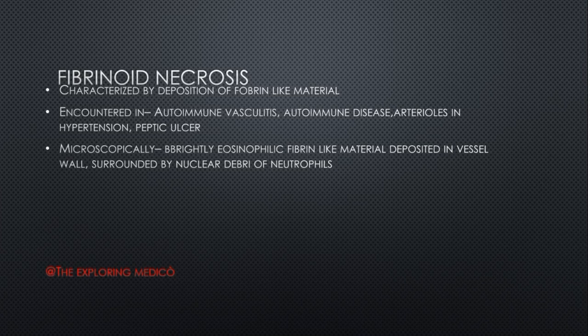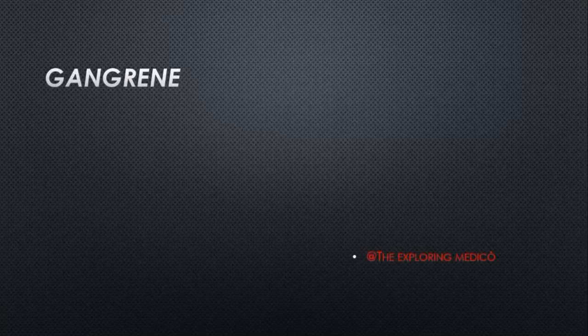Fibrinoid necrosis is characterized by deposition of fibrin-like material, encountered in autoimmune vasculitis and autoimmune disease, arterioles in hypertension, and peptic ulcer. Microscopically, brightly eosinophilic fibrin-like material is deposited in the vessel wall, surrounded by nuclear debris of neutrophils.